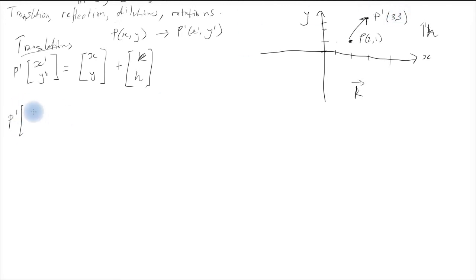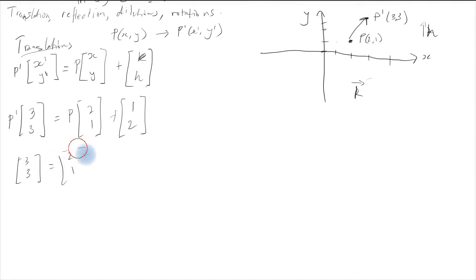So in this example, our final point P dash is 3, 3, and our original point is 2, 1, and to get from 2, 1 to 3, 3, we needed to add on 1 unit going across and 2 units going up. Or just written purely as a matrix, we've got 3, 3 equals 2, 1 plus 1, 2. So that's how we do our translations. We do translations by adding.